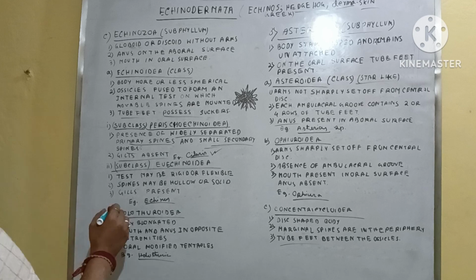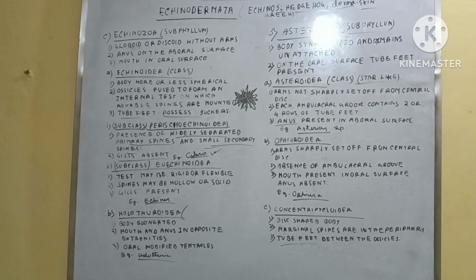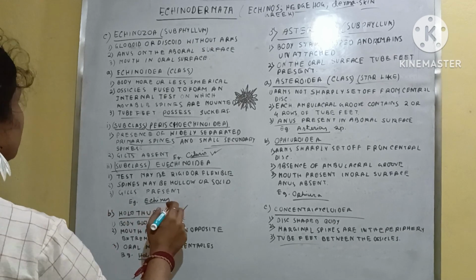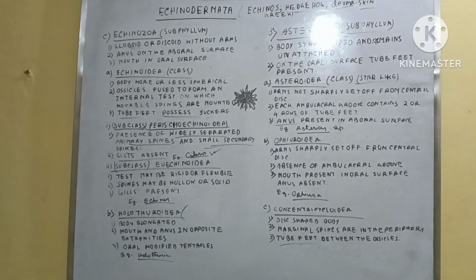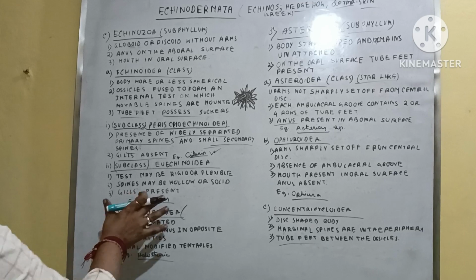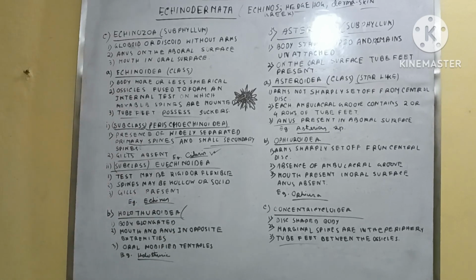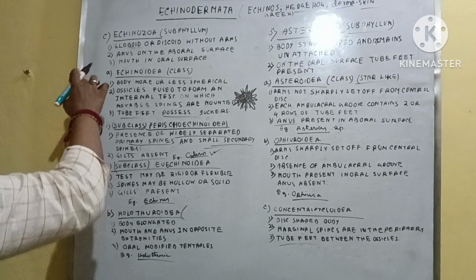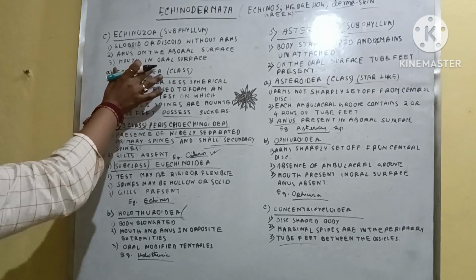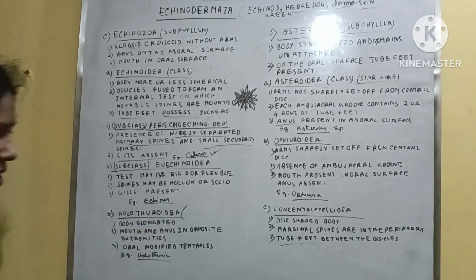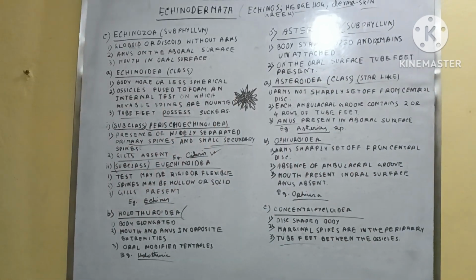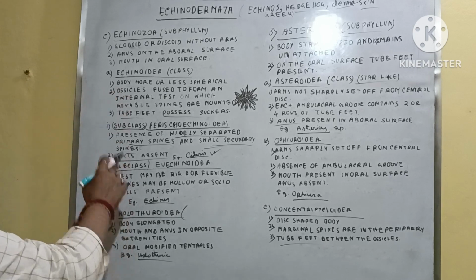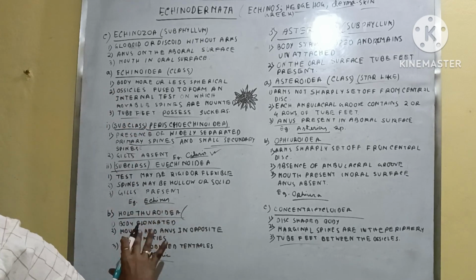So the remaining class, that is Holothuroidea. Sorry, Holothuroidea is a class of Echinozoa. So that means Echinozoa has two classes: one is Echinoidea and another is Holothuroidea. Under Echinoidea there are two subclasses, and Holothuroidea is only one class.